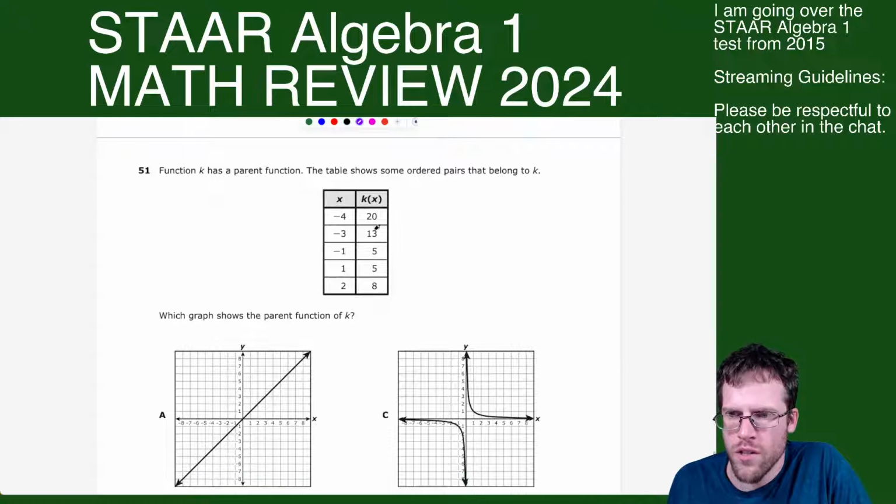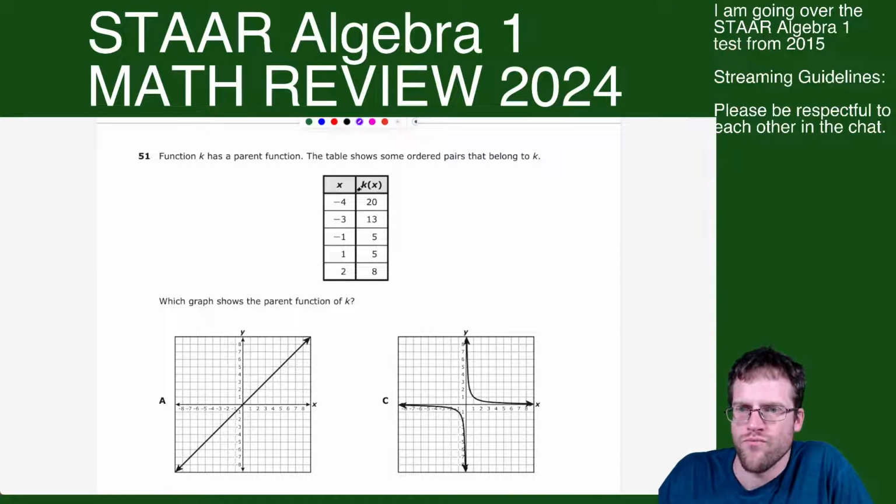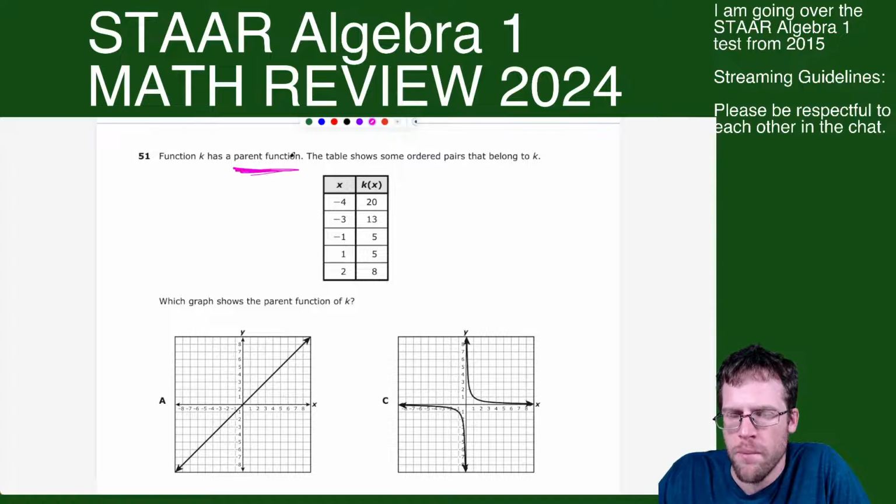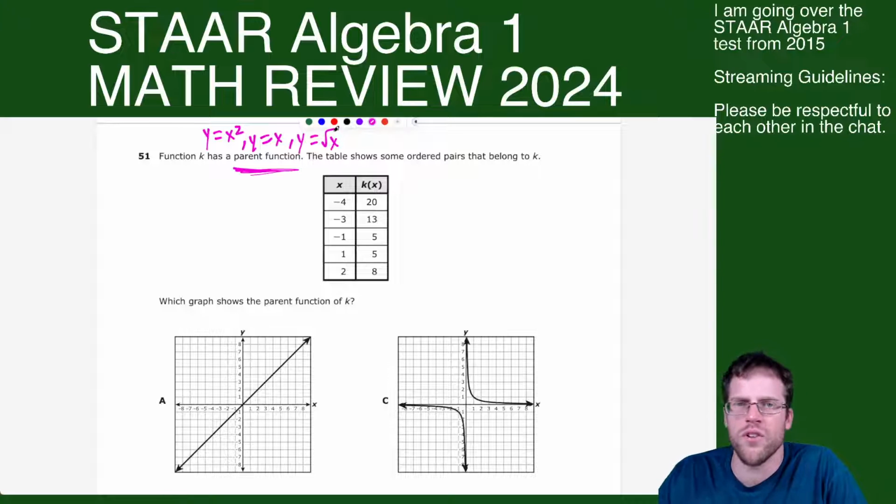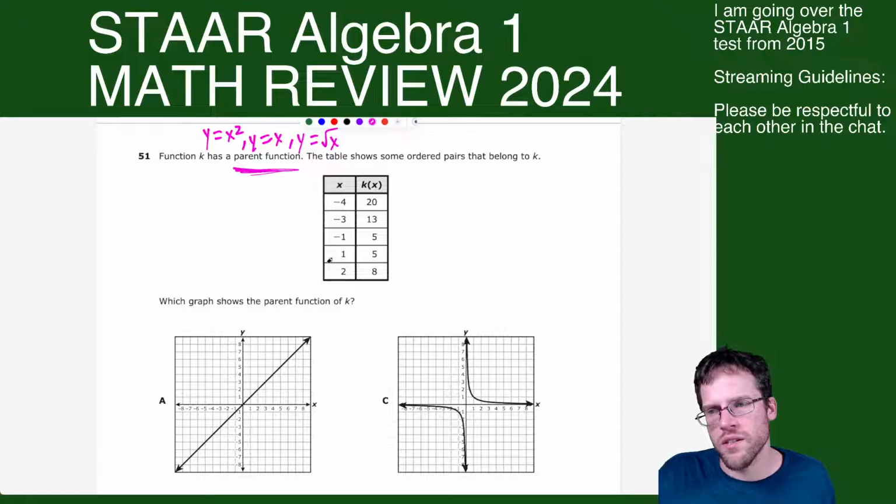All right, 51. We're in the 50s. So function k has a parent function. A parent function is something like y equals x squared, y equals x, y equals square root x. It's like before anything is transformed here. That's how you go with this.